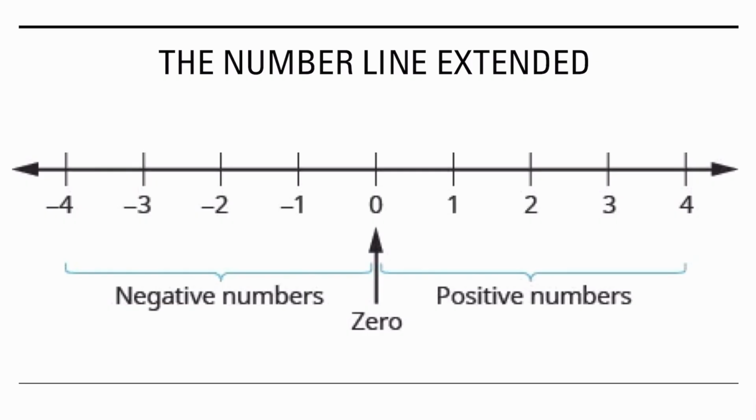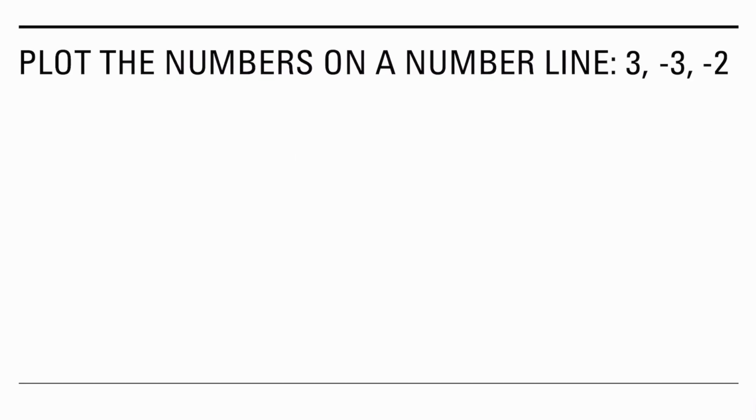Another thing you may notice is we have 1 here, negative 1. Then we have 2, negative 2. And so these are what are known as opposites. So 2 has the opposite of negative 2, which means it's still 2 from 0, but it's just in the opposite direction. So plot the numbers on a number line: 3, negative 3, negative 2.